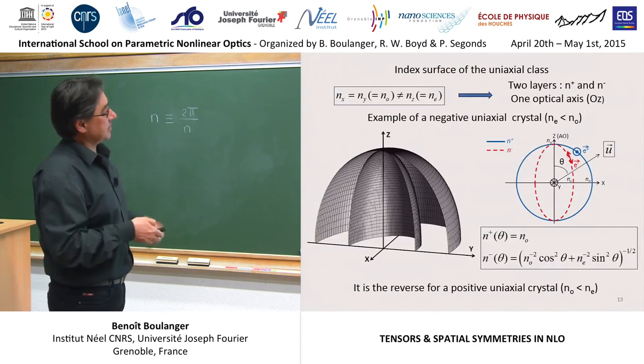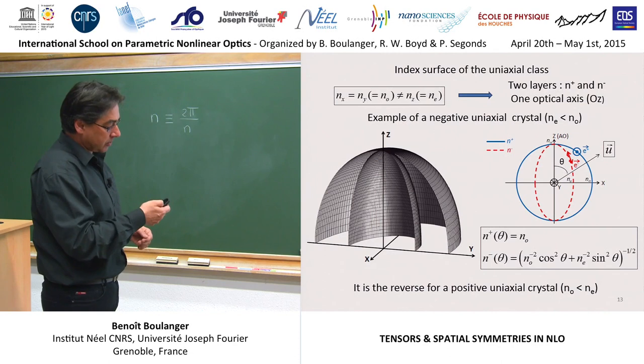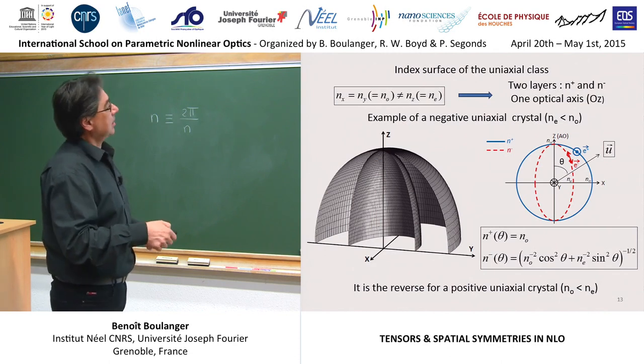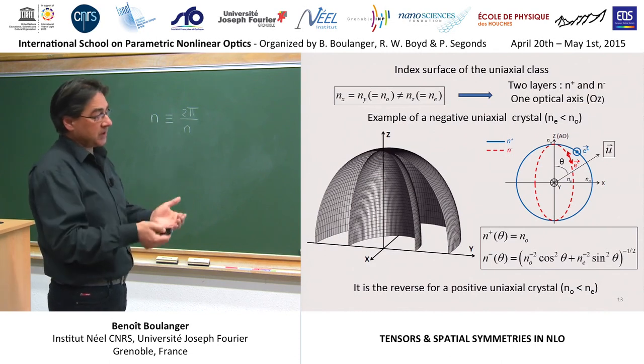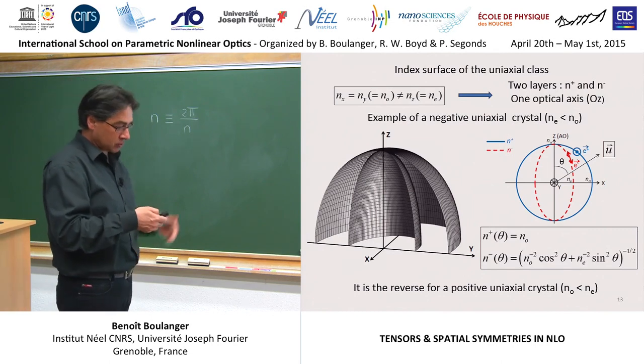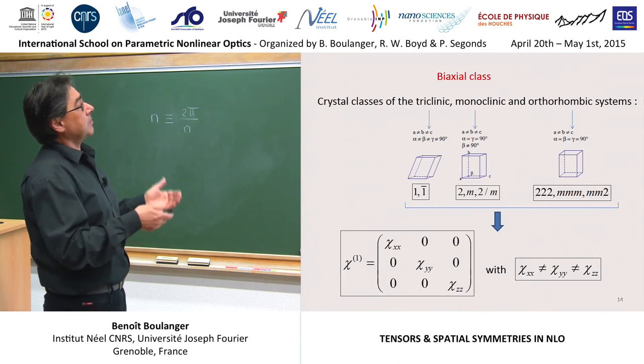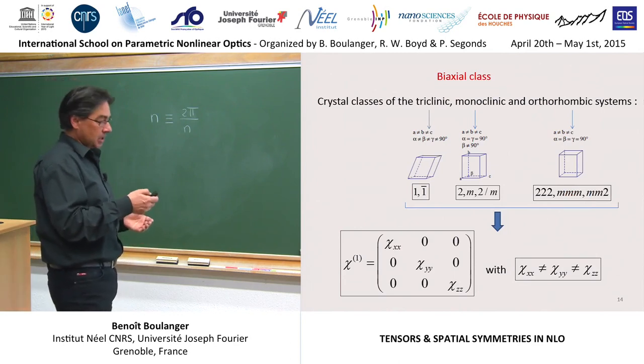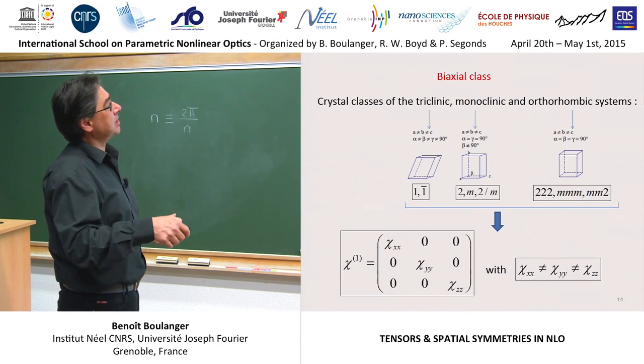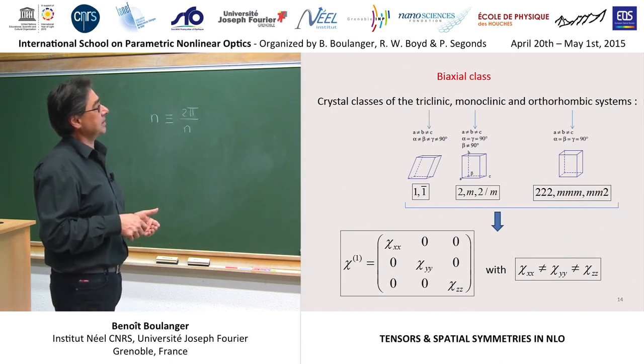The index surface is described by a two-layer object, described by a sphere and an ellipsoid. So I am not going to spend too much time on that. We saw that yesterday. And finally, the biaxial class corresponding to the triclinic, monoclinic, and orthorhombic system.